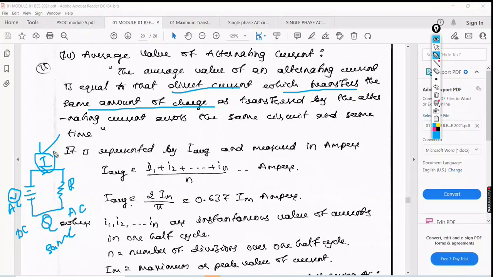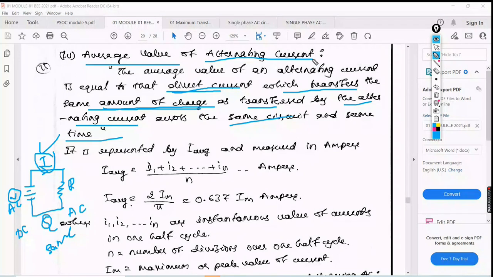Got my point? The same amount of charge is to be transferred when replacing direct current with alternating current, for the same circuit, for the same instant of time. Then that current is called the average value. If it is a voltage, it is the average voltage.